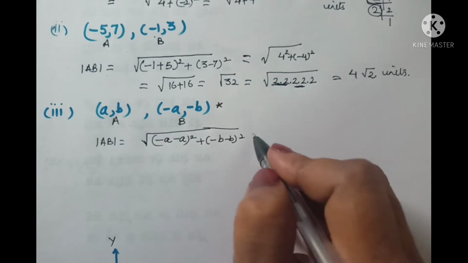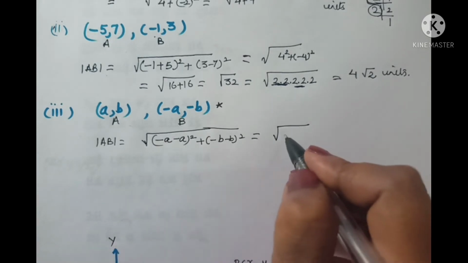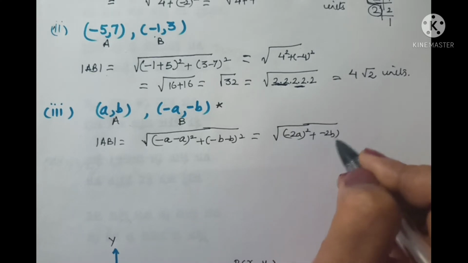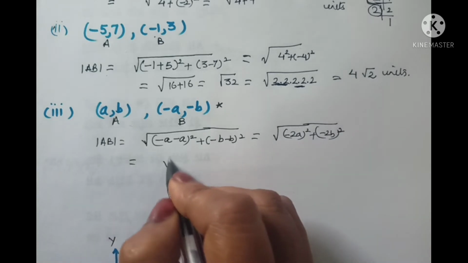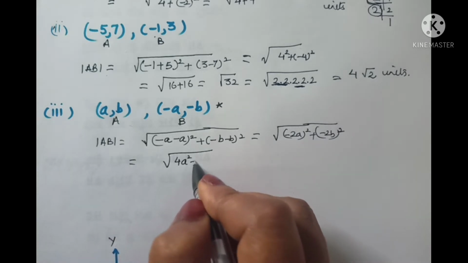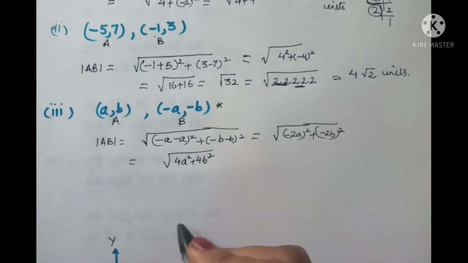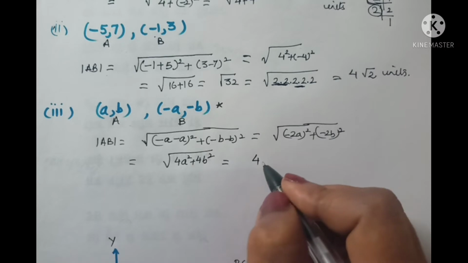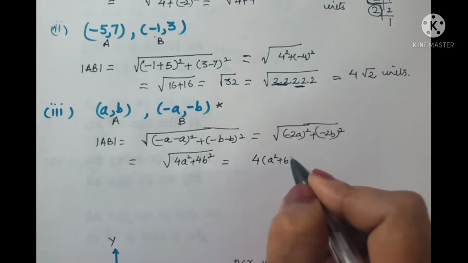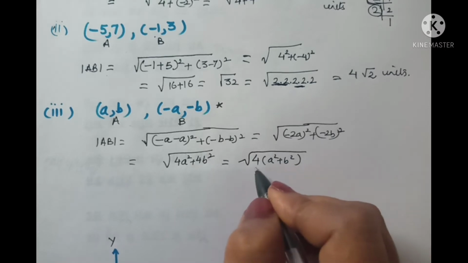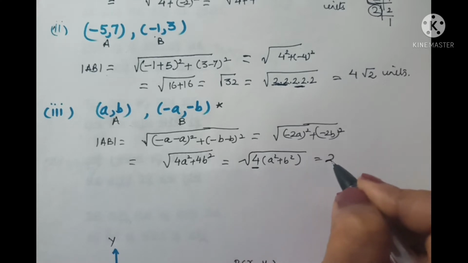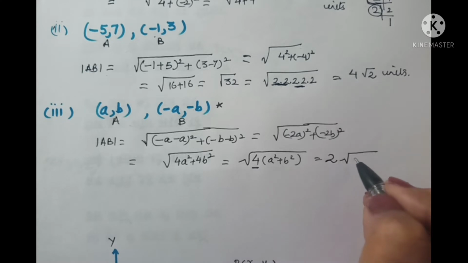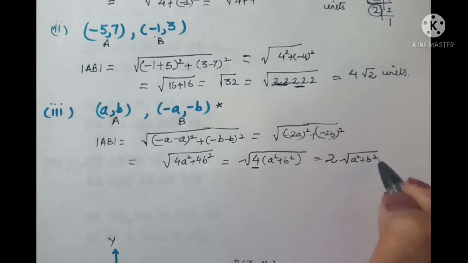After this we calculate this. Now (minus a) whole square is minus 2a whole square, plus (minus 2b) whole square. It says 4a square plus 4b square. From here, be very attentive. If I take 4 common, I get a square plus b square, under a square root. Now root of 4 is definitely 2. But root of a square plus b square cannot be solved. So we shall just write it as root of a square plus b square.